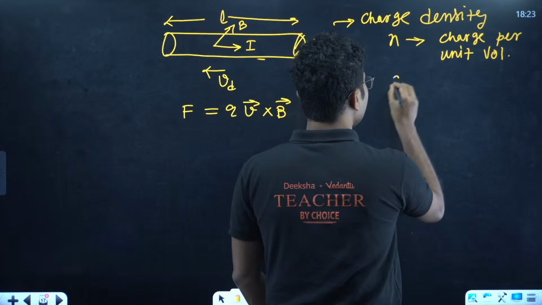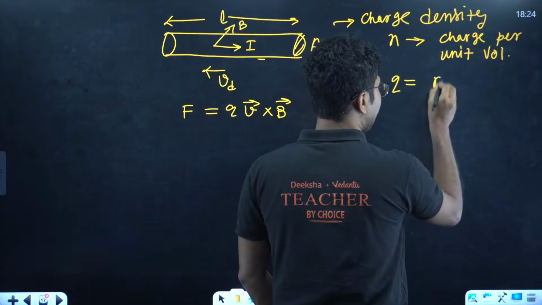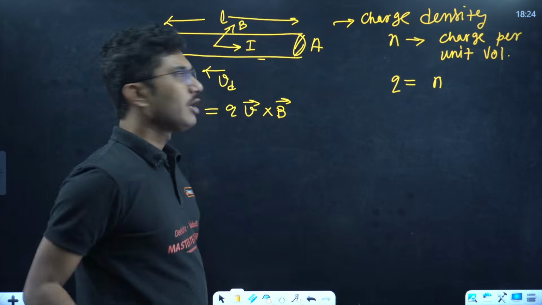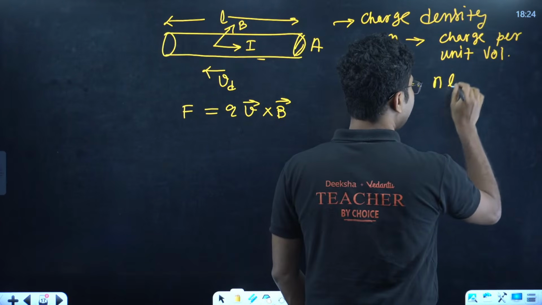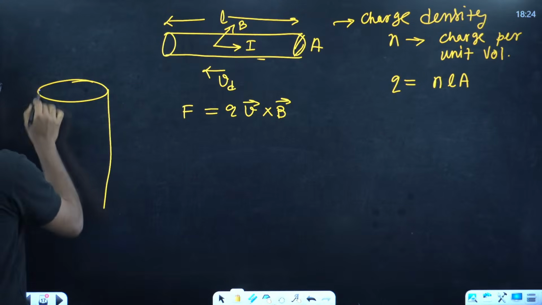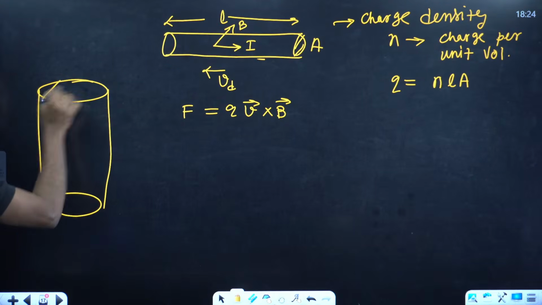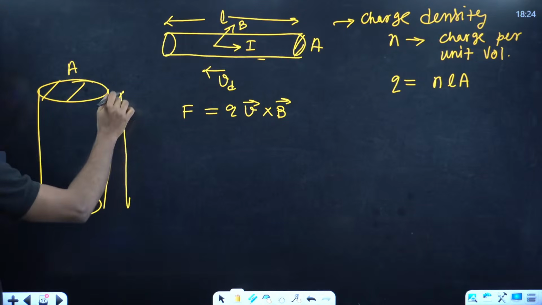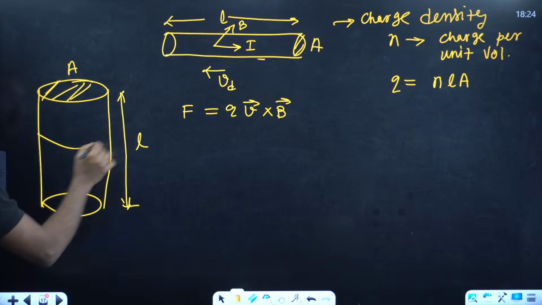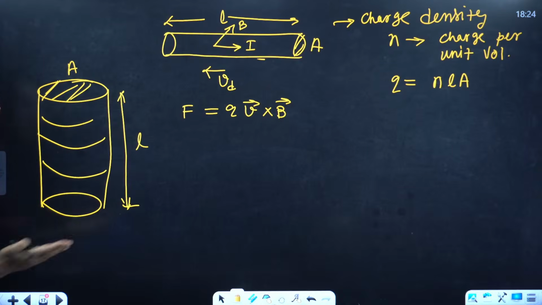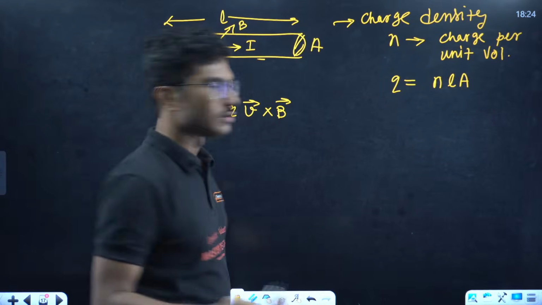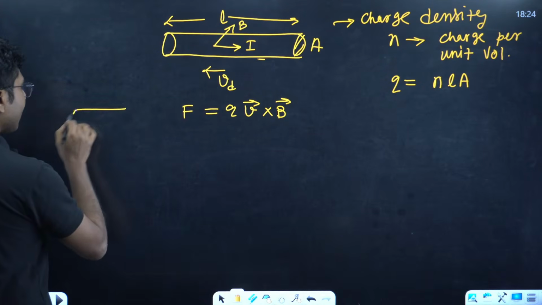So, charge per unit volume is n. What is the volume of this conductor? The volume of this conductor is length into area. When you are considering the volume of a cylinder, as I discussed in one of my previous lectures, if this is area and this is length, then length into area gives you the volume. It is applicable for any regular geometric shape, not only for a cylinder, even for a cube.